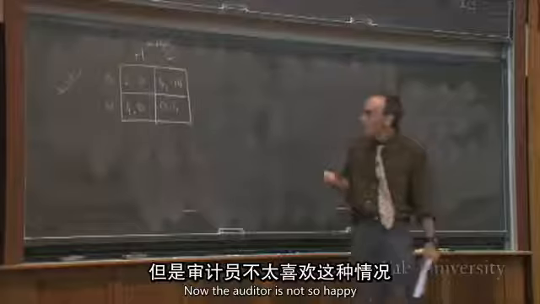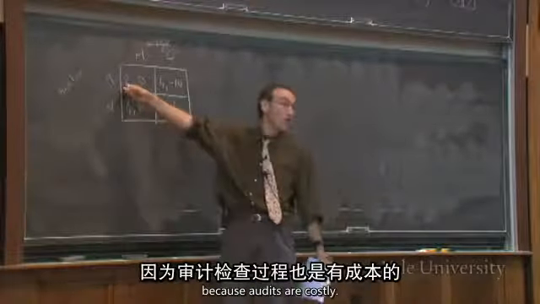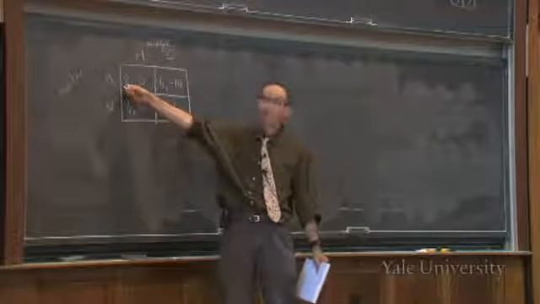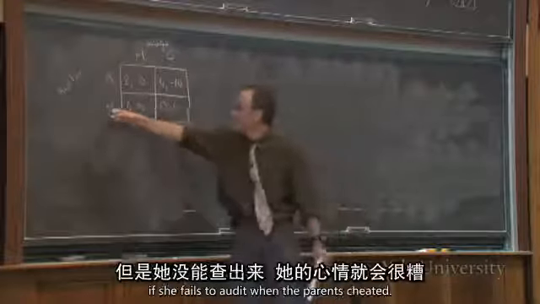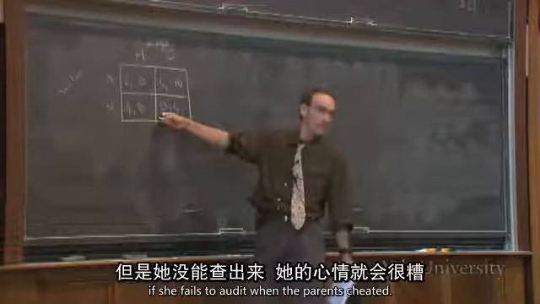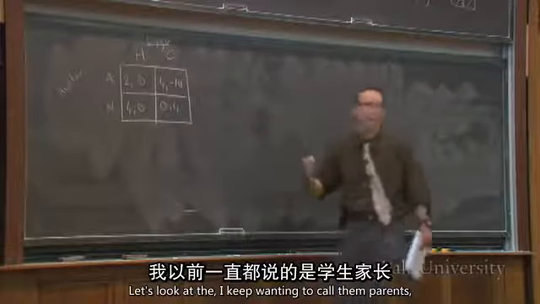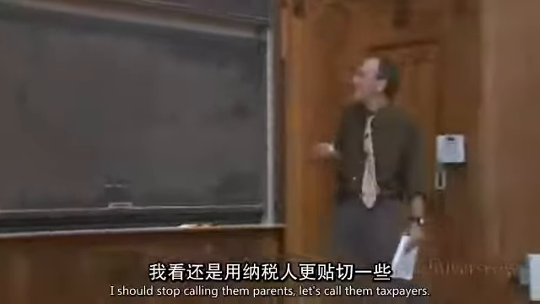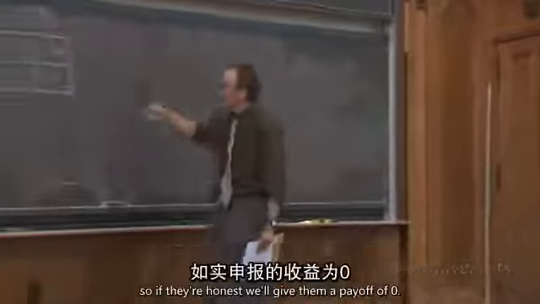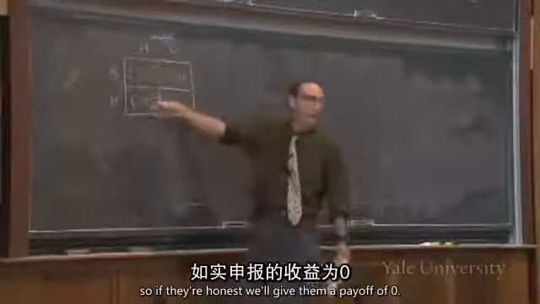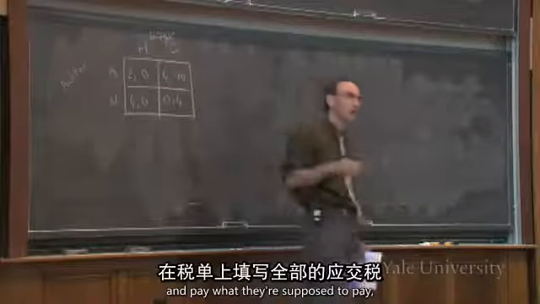Now, the auditor is not so happy if she audits your parents when they're honest, because audits are costly. And the auditor is really unhappy if she fails to audit when the parents cheated. Let's look at the, I keep calling them parents, I should stop, let's call them taxpayers. So for the taxpayers, what are their payoffs? Well, we'll normalize things so that if they're honest, we'll give them a payoff of 0. That means they correctly fill in their tax form and pay what they're supposed to pay.